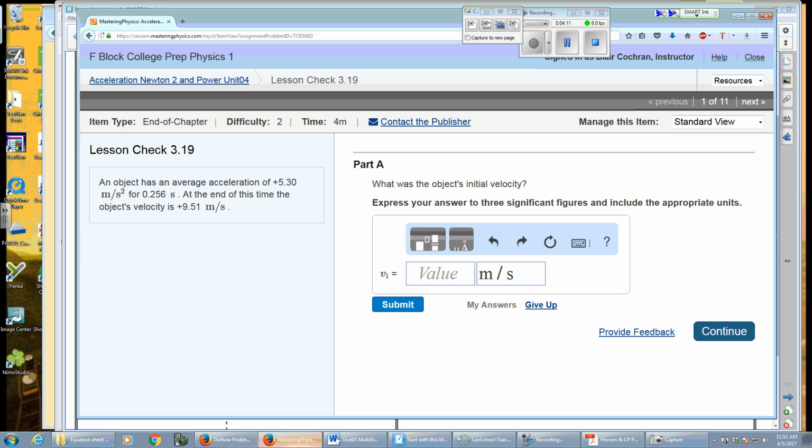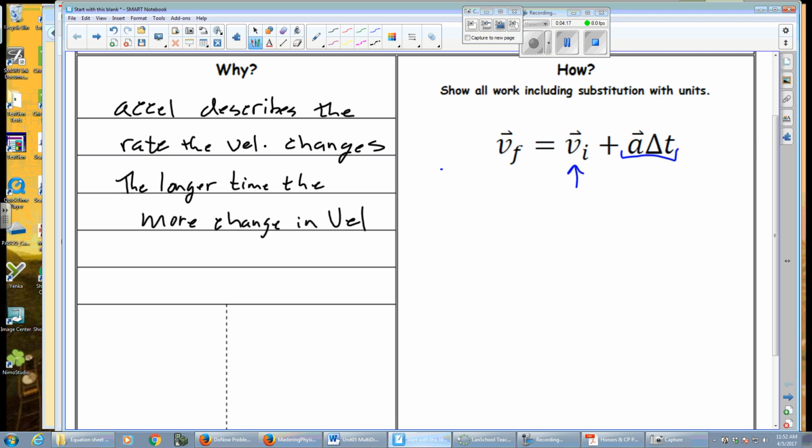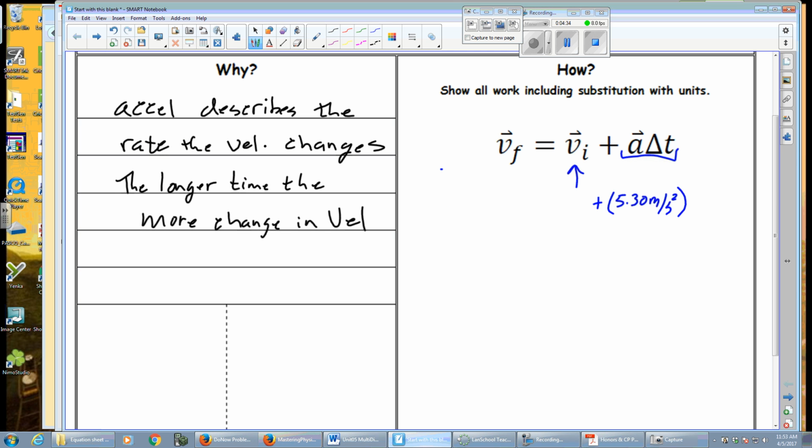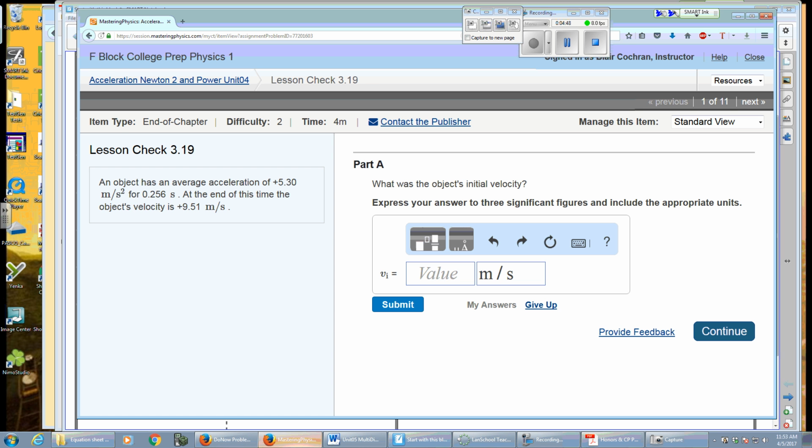So let's be nice to each other. So 5.30 meters per second squared. That's the acceleration. So I'm going to put that in. Plus the next number it tells me, 0.0256 seconds. So that's my time. They better not tell me what my V initial is. If they have, it's just useless doing this. And they tell me my final, positive 9.51.